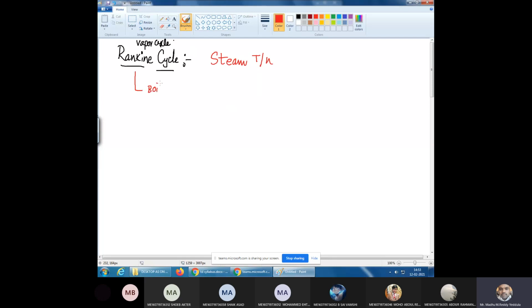we have boiler in order to generate the steam. Then we have turbine, that is steam turbine. Then we have the condenser. And to circulate the water to the boiler we require a pump. So these are the 4 elements of the Rankine cycle. In the Rankine cycle, there will be 4 processes. Okay. So we'll discuss one by one. Let me draw the line diagram.